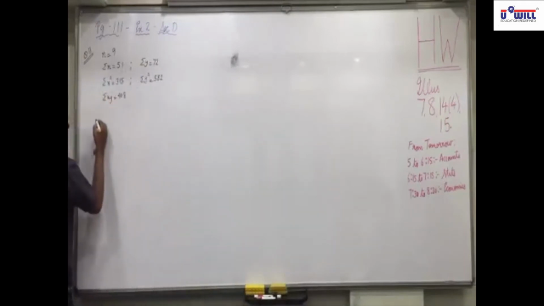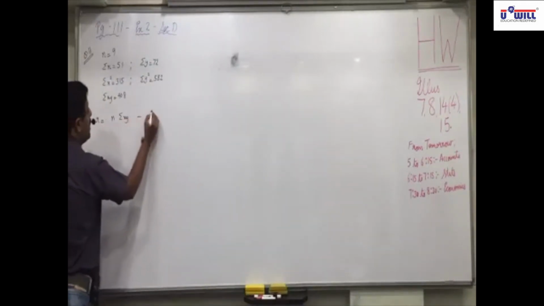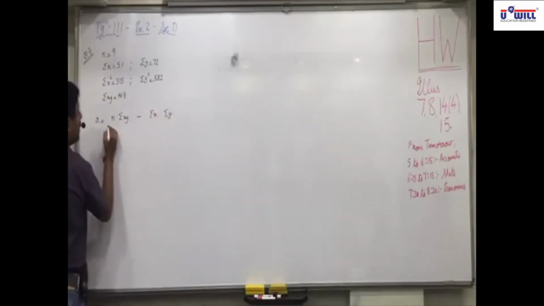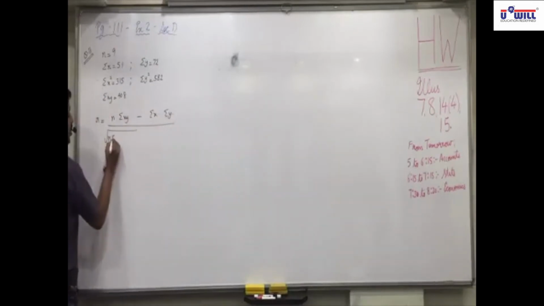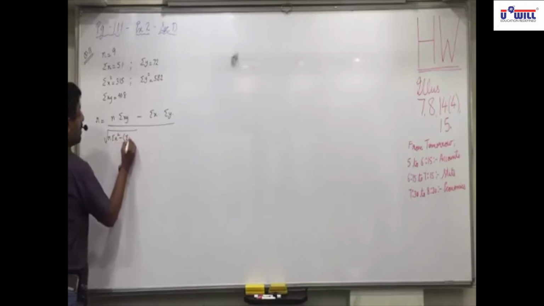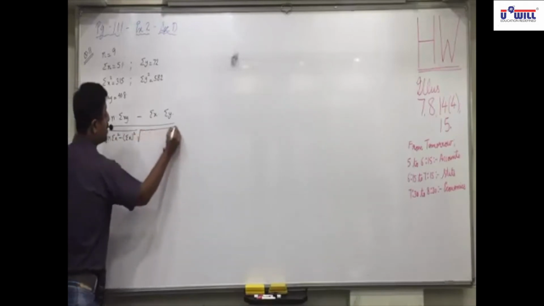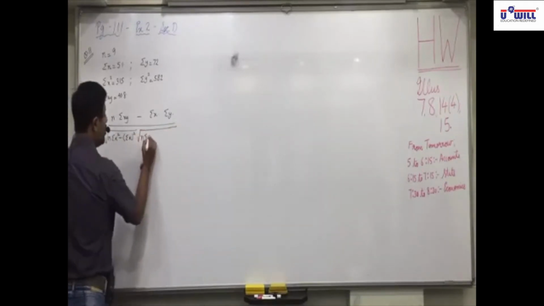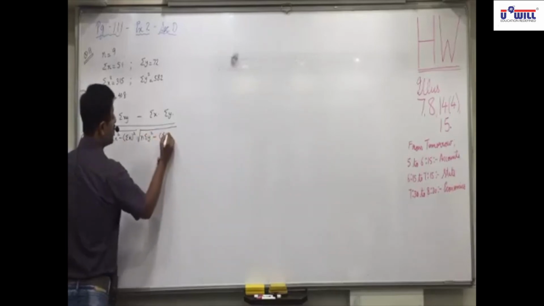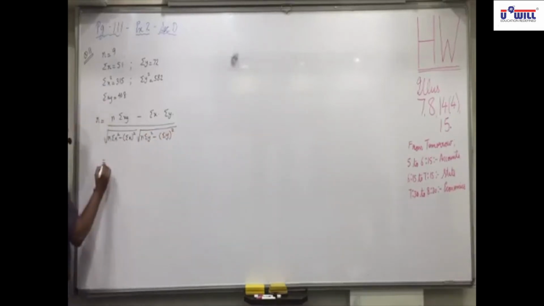Write down: r is equal to n sigma xy minus sigma x into sigma y, upon square root of n sigma x square minus sigma x whole square, into square root of n sigma y square minus sigma y whole square. Did you all write the formula? Now put the values.